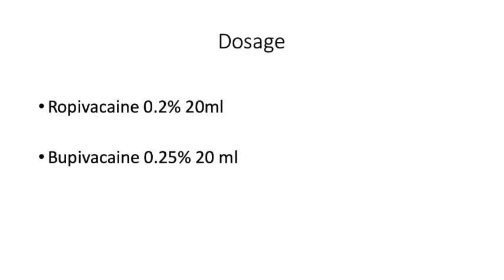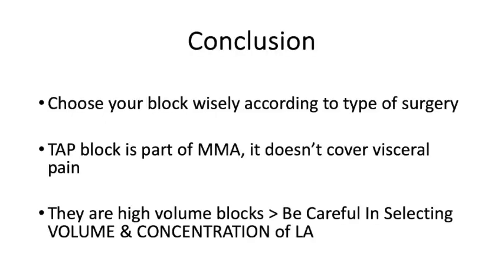Dosage, as I said, with ropivacaine 0.2% 20 ml. Bupivacaine you can use 0.25% 20 ml. So if you want to give bilateral TAP block, you have to make 40 ml and give the block.